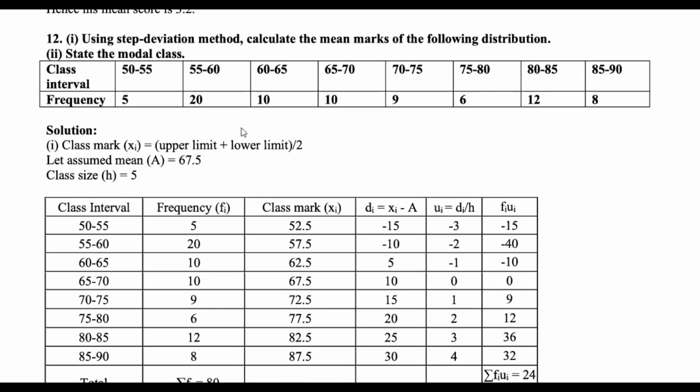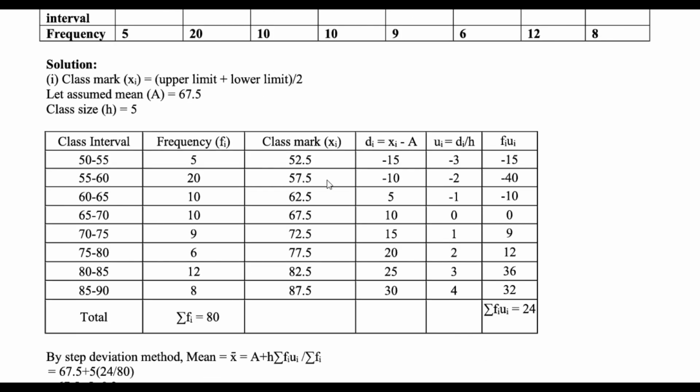Come to this problem. Using step deviation method, calculate mean of the following distribution and state the modal class. So they are asking the mean and mode. First I will copy and paste the first two columns. After that, making the class mark. What we know is lower limit plus upper limit by 2. So 50 plus 55 by 2, 55 plus 60 by 2. That is the way to make the class mark, that is xi.